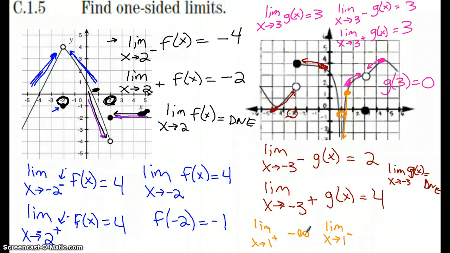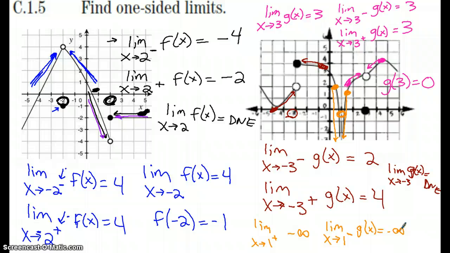Let's look at it from the left. Here's somewhere to the left of 1 on the function, and we follow it where it's going. It also is headed to -infinity. So since the left-hand limit and the right-hand limit are both headed to -infinity, we say that the answer is -infinity. There are some texts that would say does not exist.